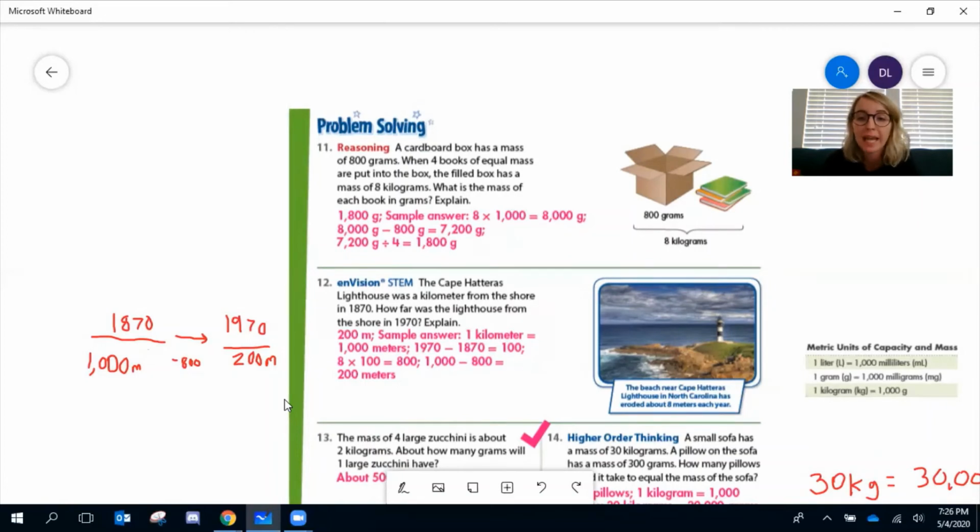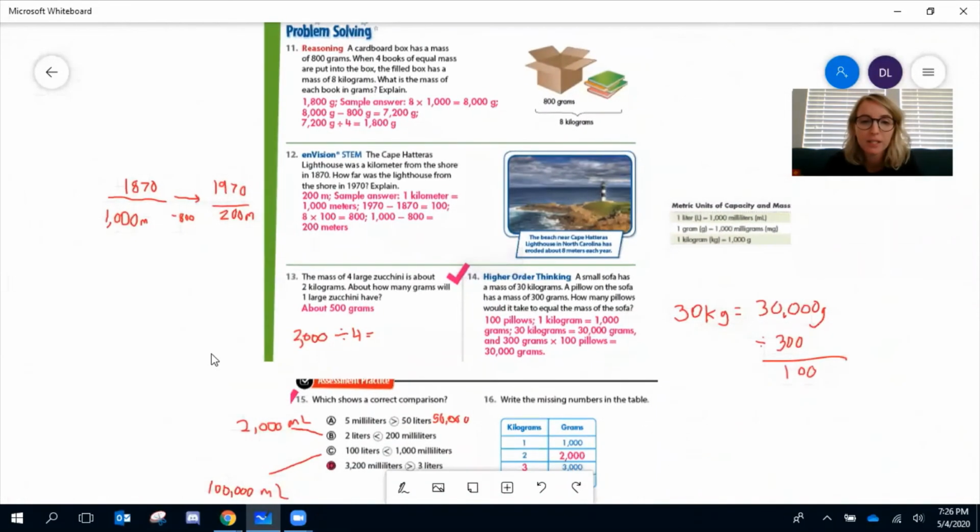So if it moved 8 meters each year, we're going to need to multiply 8 times 100, and we will get 800. So when we subtract 800 from our beginning, which was 1,000 meters, we're going to get 200 meters. So the answer for number 12 will be 200 meters. All right, moving on to number 13.